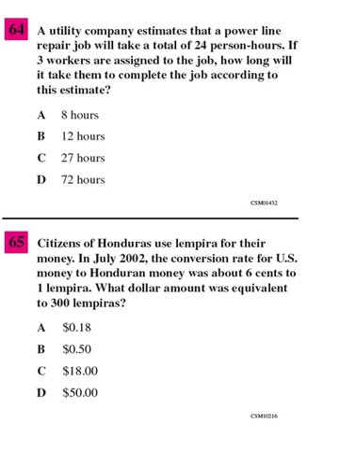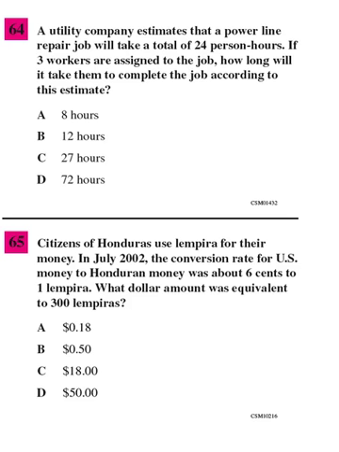Problem 64. A utility company estimates that a power line repair job will take a total of 24 person-hours. If 3 workers are assigned to the job, how long will it take them to complete the job according to this estimate?